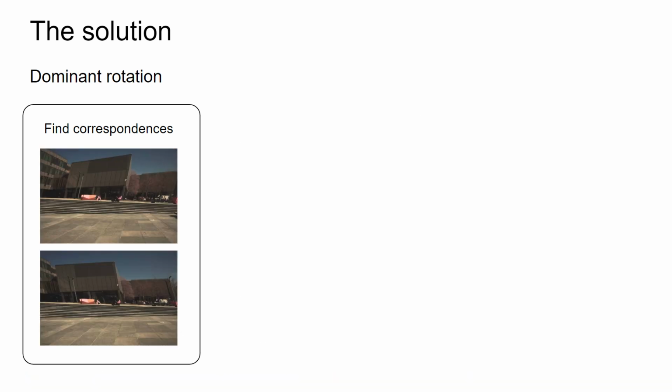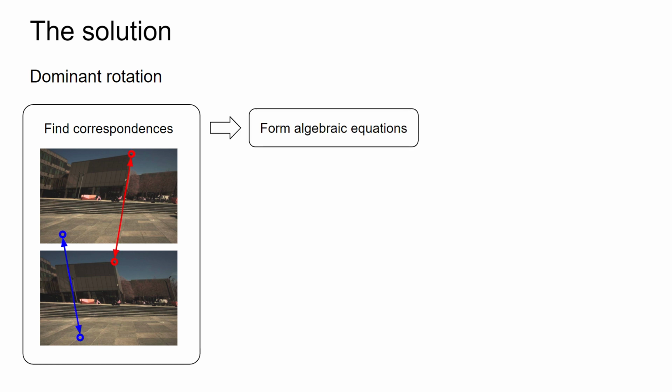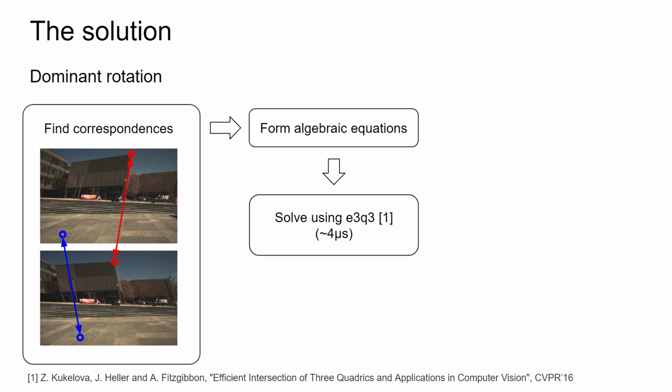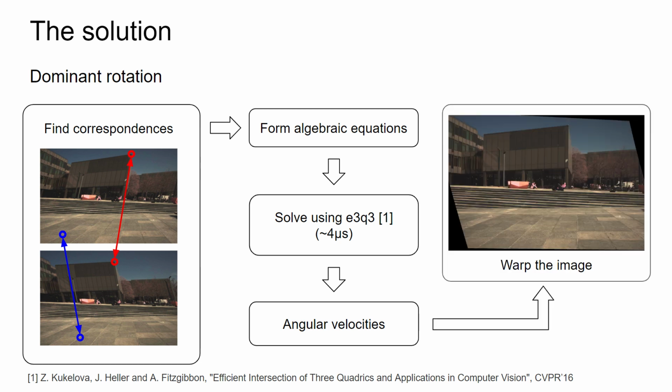Now we take a look at the case where rotation motion is dominant, which is common in handheld photo or video. This time, things get much easier, as we only need 2 correspondences. The system of equations becomes much simpler, and we show how to solve it using a recently published solver that only takes around 4 microseconds. Once we obtain the angular velocities, we do not need to establish the dense correspondences, but instead we have a mapping to warp the entire image to an undistorted image.